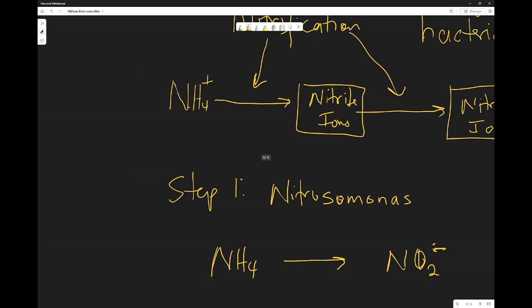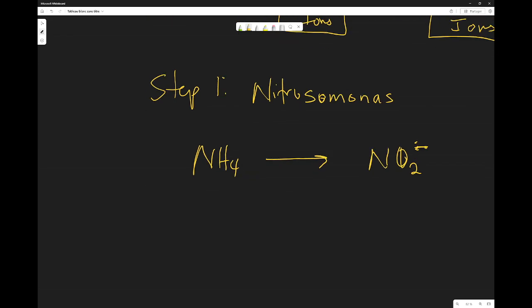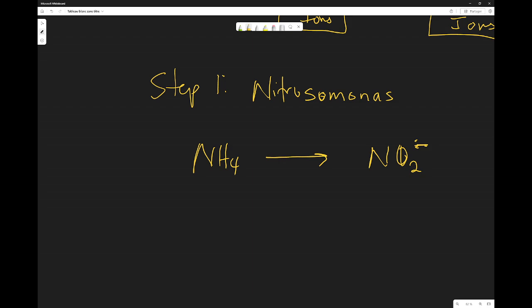It's important to note, why do we need to change it? Because we already have a nitrite chemical here. Now, we need to know that nitrites are actually toxic to plants and animals in high concentrations. Really toxic to them in high concentrations. So that's where we have step 2 to convert to something a little bit more friendly.